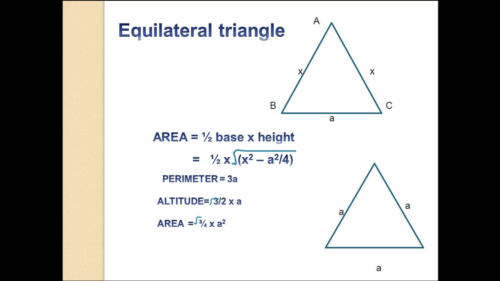Equilateral triangle. An equilateral triangle is given here. Area equal to half into base into height. That is, let the base be A and the lateral side be x. So half into root of x square minus A square by 4. Perimeter equal to 3 times A. Altitude equal to root 3 by 2 into A. Area equal to root 3 by 4 into A square.